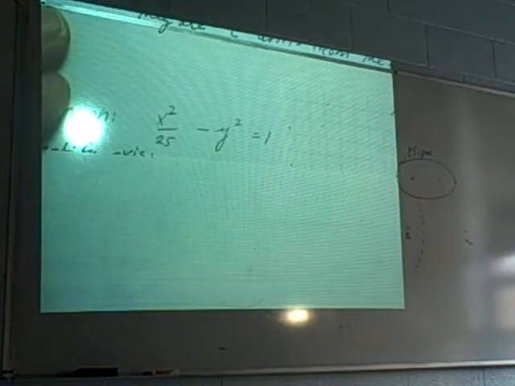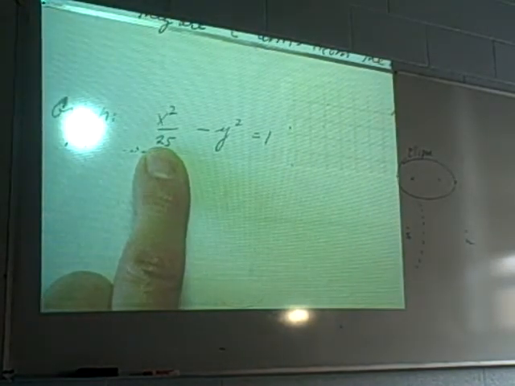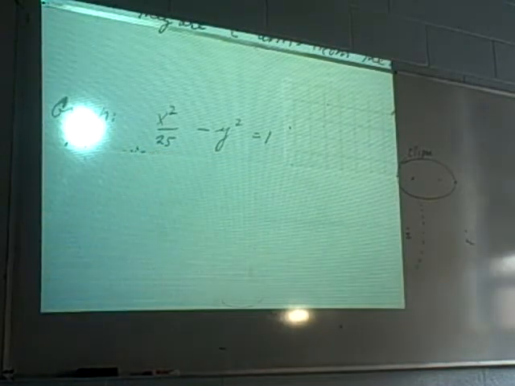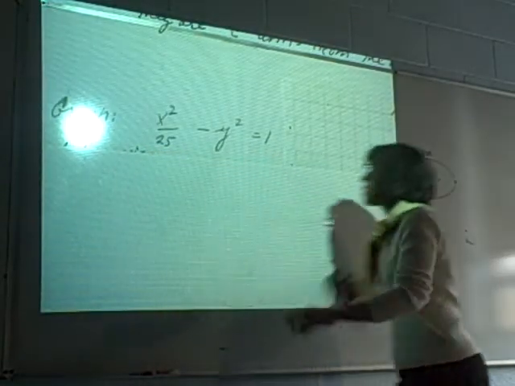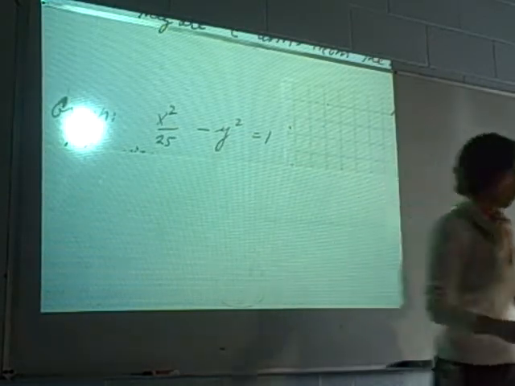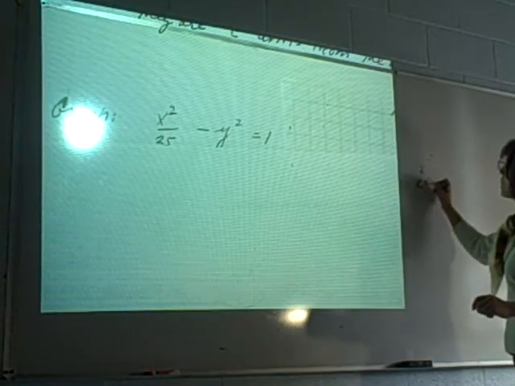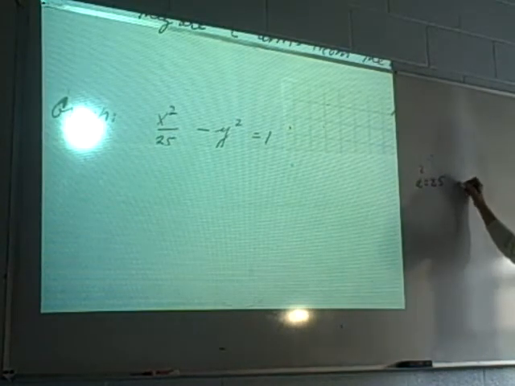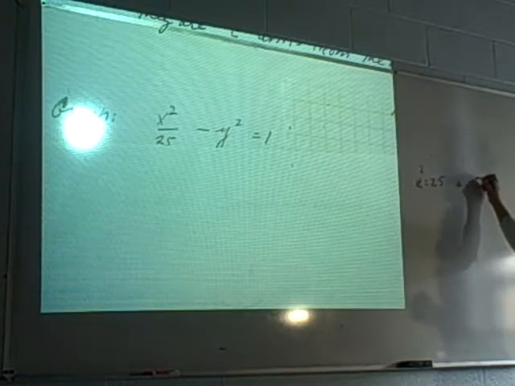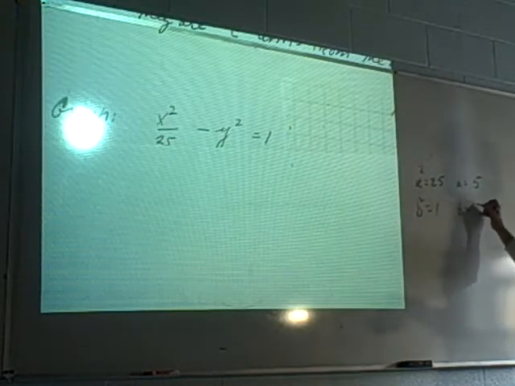Good. And so what do I know about this 25? What does that 25 represent? A squared. And what do I have underneath my y? 1. Okay, so I have that my a squared is 25, thus a is equal to what? 5. And my b is equal to 1, so my b is 1.